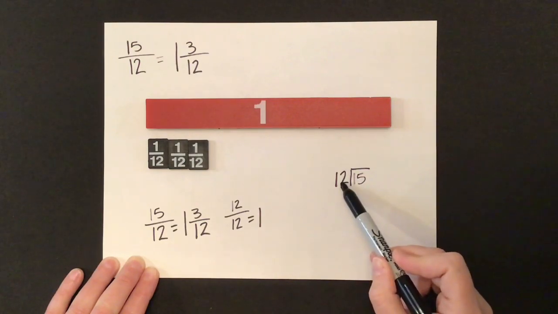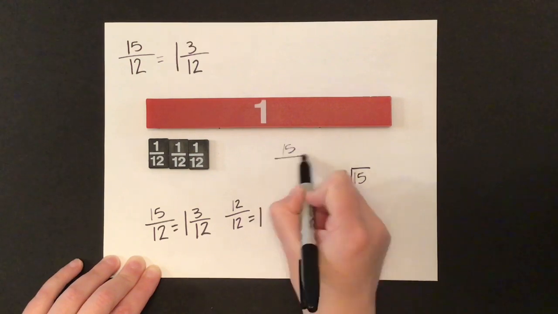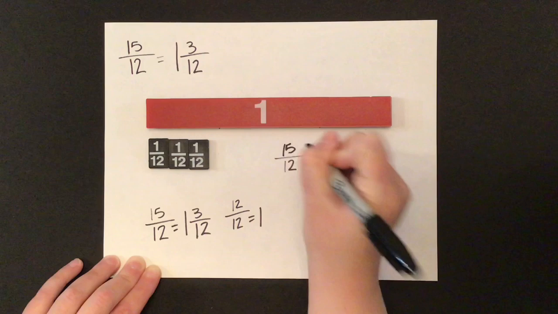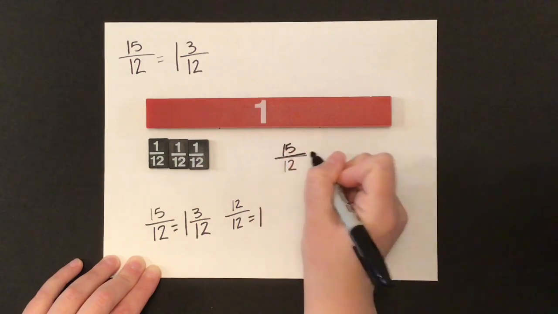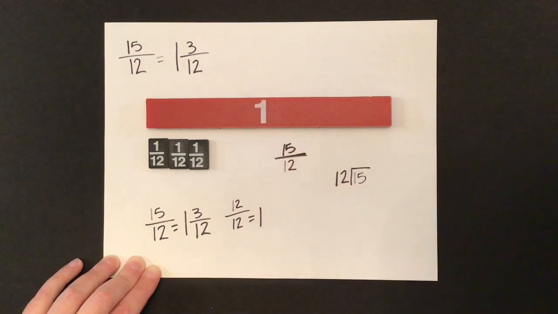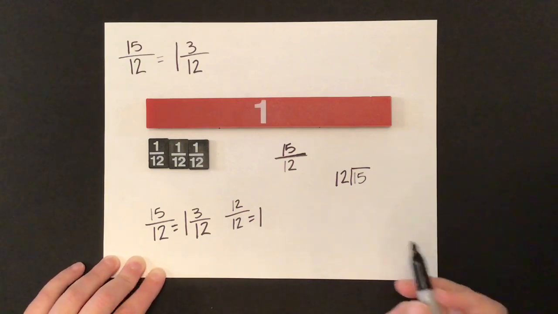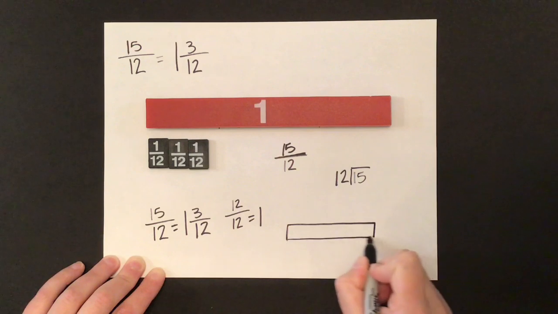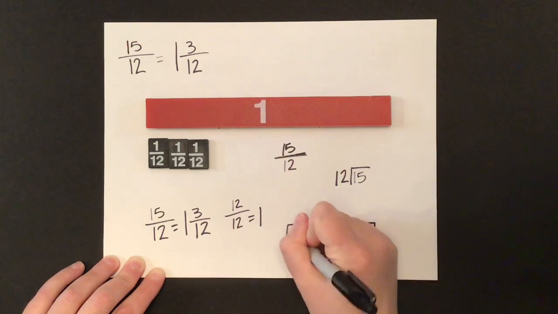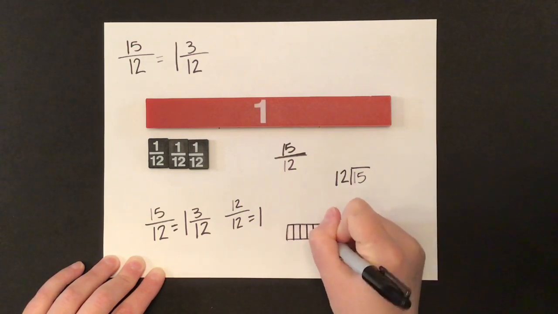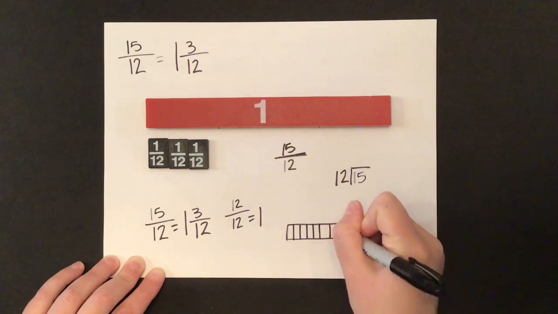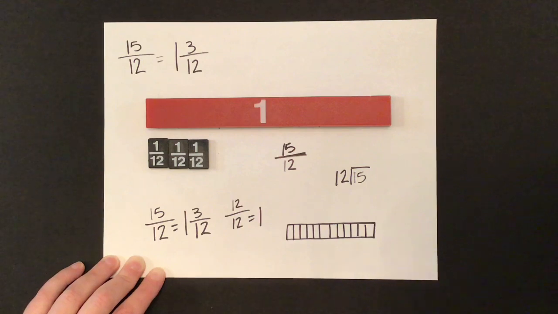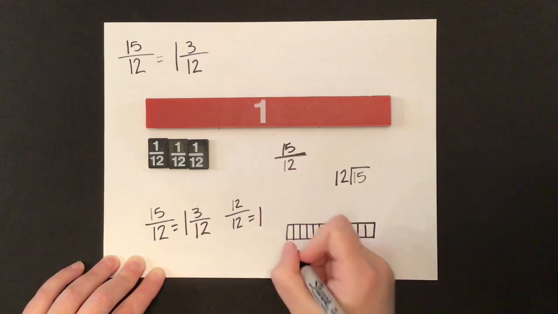So remember, our original problem is 15/12. So I can actually draw 15 pieces. And then I would go ahead and draw 15. So 3 more.